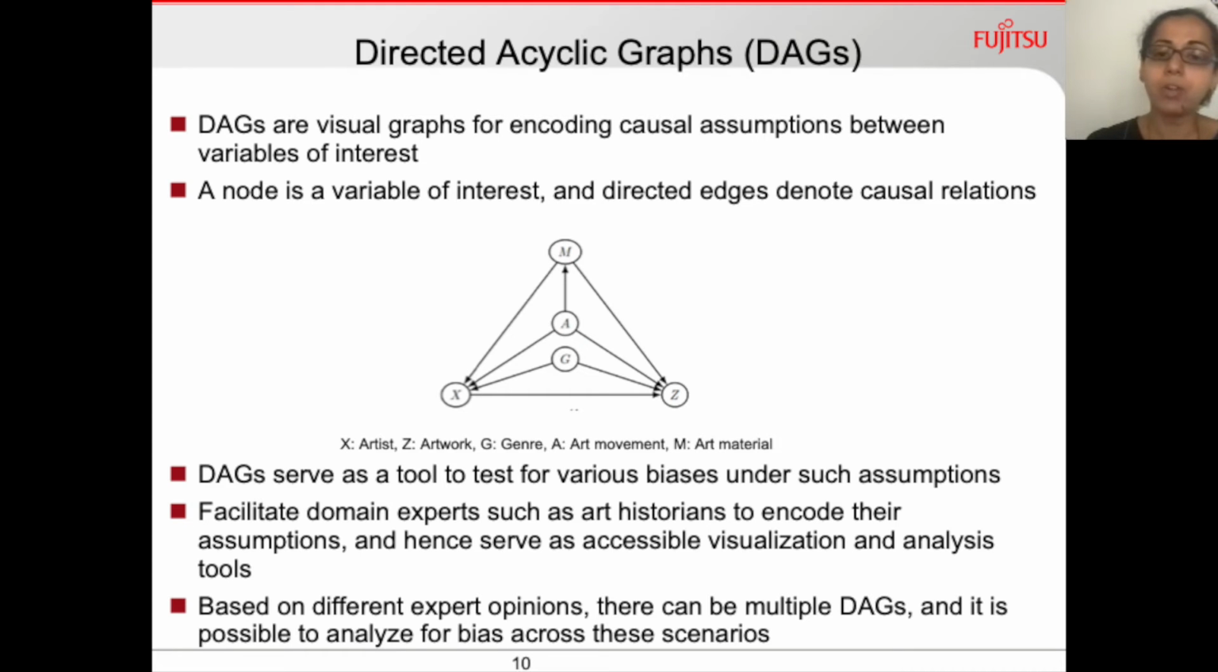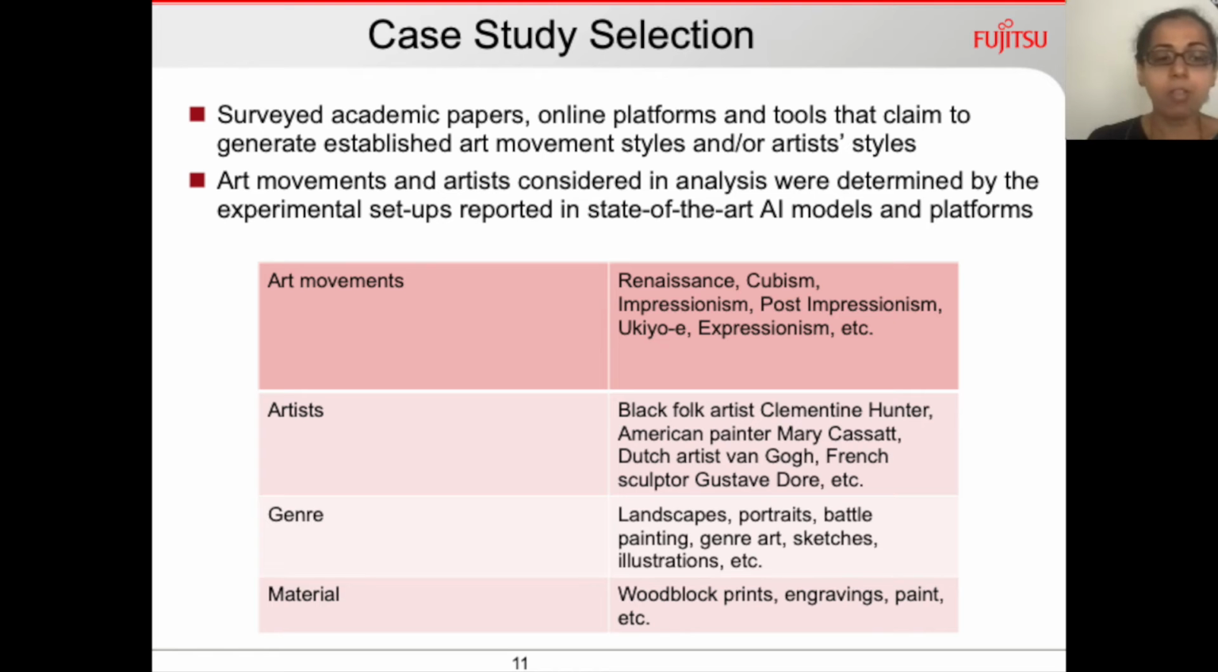And depending on the opinions of different art historians and other domain experts, there could be multiple DAGs. And the advantage of such a visual graph is that it will help non-domain experts, like people who are not necessarily familiar with AI, to encode their assumptions. And it is possible to test for biases under varying assumptions also. So with that background, let's move on to the case studies. These case studies were largely selected by surveying academic papers and online platforms, and it covers a variety of art movements, artists, and genres. So we will look at these through the illustrations themselves.